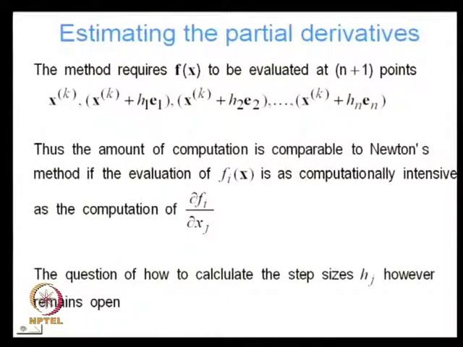You can think that if I take very large steps, it is a nonlinear function. If I take very large hj's, then I am not going to get good convergence, because the function is varying nonlinearly, and if I take very large hj's, my estimates of the derivatives are not going to be accurate. So then what should I take my hj's to be?